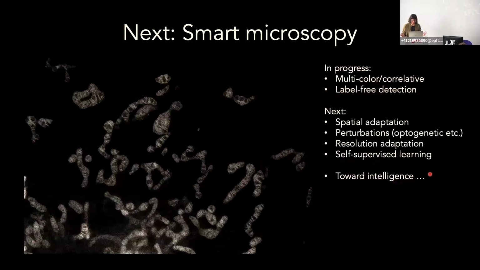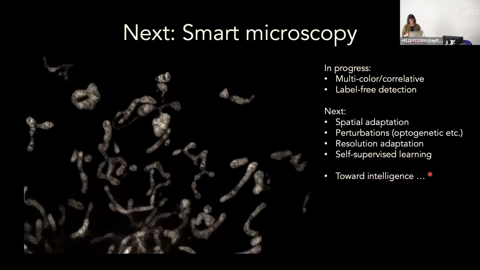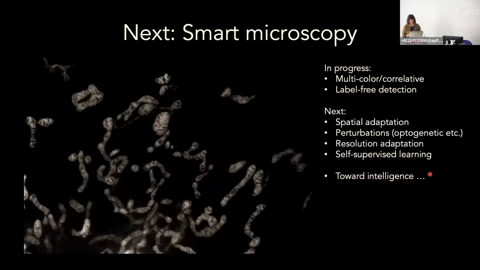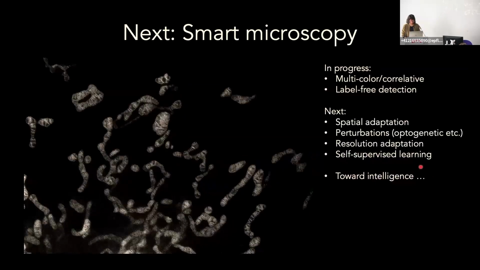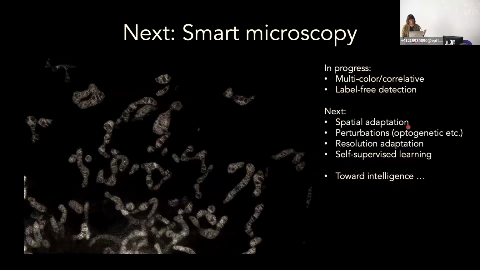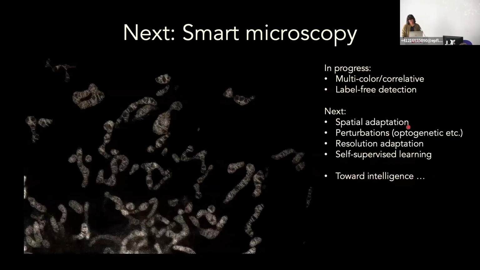So this takes me to the end. Where are we going? I think smart microscopy has a lot of possibilities. We have focused in my group really on organelles and mitochondria. We're also looking now at mitochondrial contacts with other organelles, which we can see really beautifully in phase contrast. But we think that there's a lot of different types of biological events where this type of technology could drive discovery.